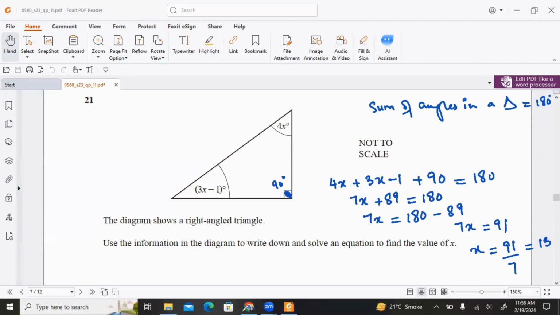So x is 13. If they were asking you to find the values of all the other angles as well, what you would do is just substitute the value of x into those angles, solve it, and give the answer. But in this case, it's just asking us to find the value of x. So you stop at this point.